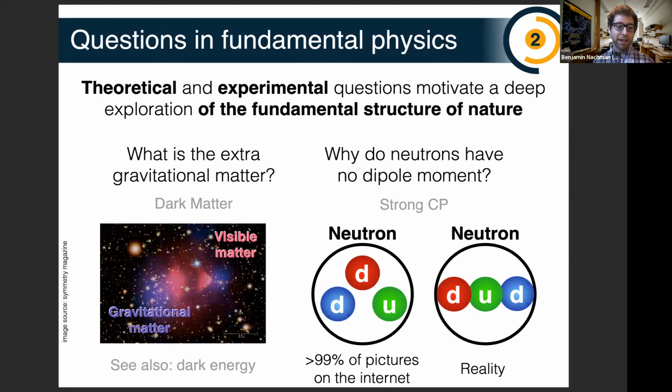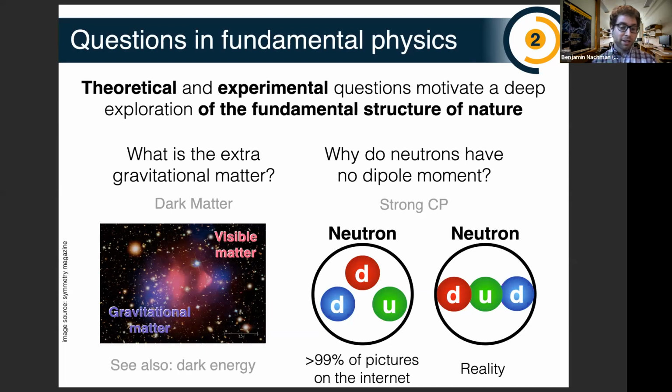On the left, there's a picture that motivates the search for dark matter, for instance. This is a picture of two colliding clusters of galaxies, where the gravitational matter is in purple and the visible matter is in pink, and basically the centers don't align. So there's some additional gravitational matter out there in the universe that's not explained by the visible matter that we know about.